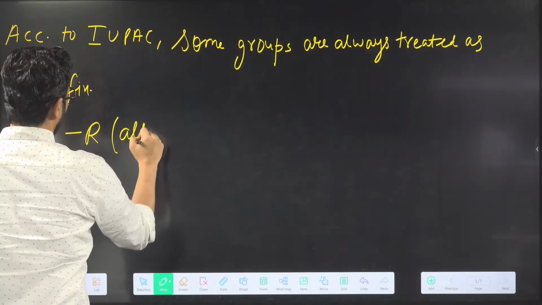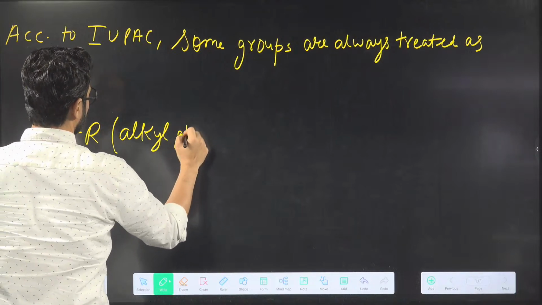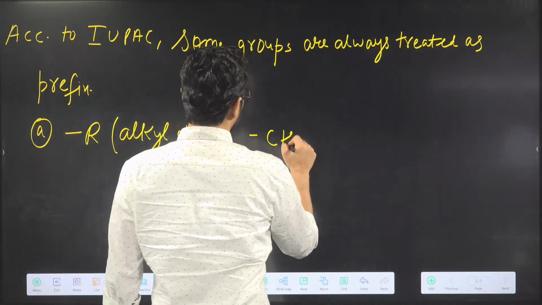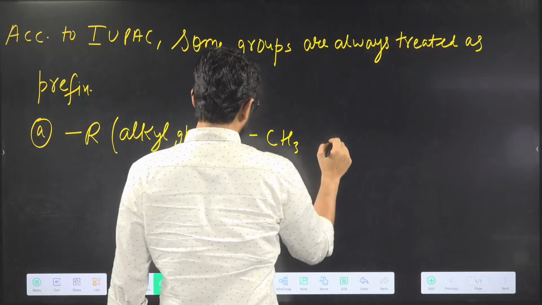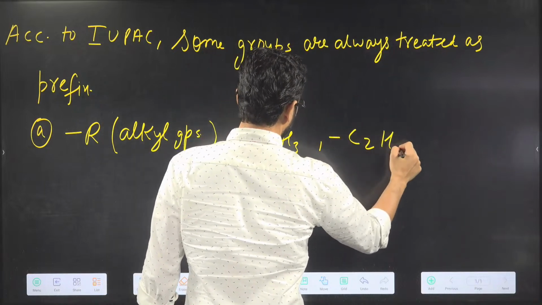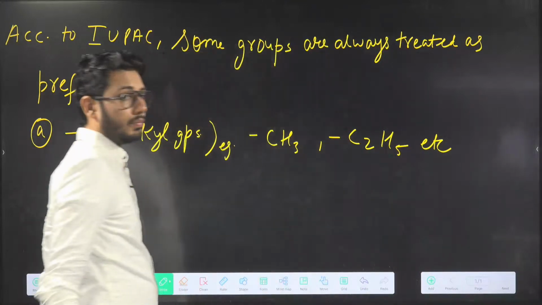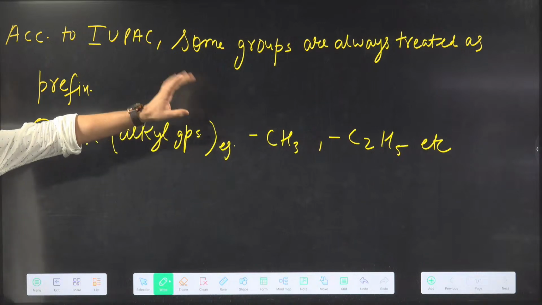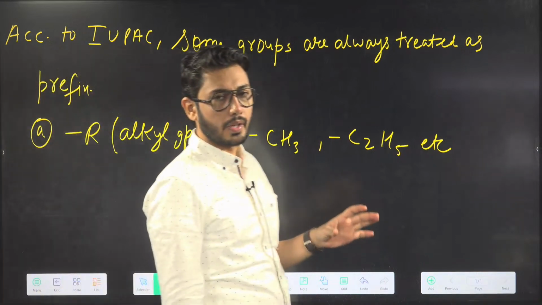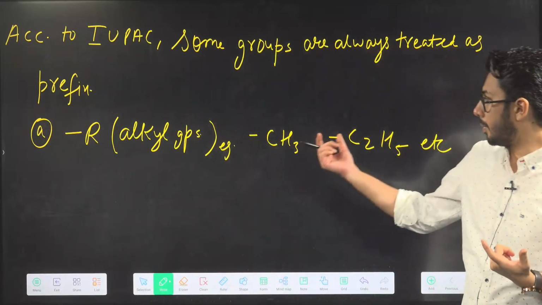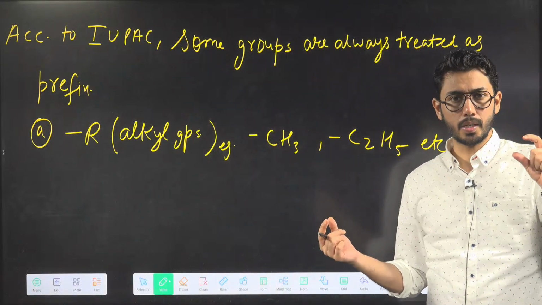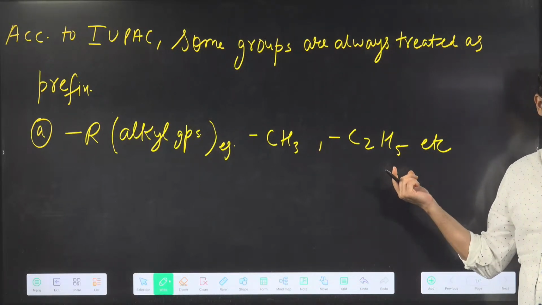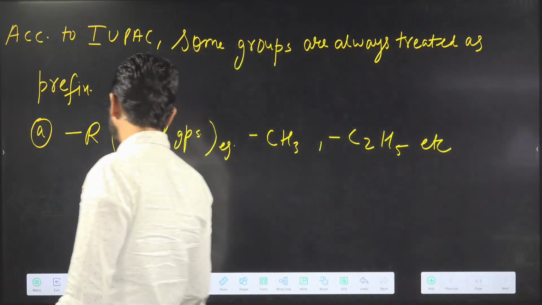Alkyl groups, maybe methyl, ethyl, etc. These will always be treated as prefix. If CH3 is not part of the parent chain, it will be a prefix. If C2H5 is not part of the parent chain, it will be treated as prefix. So then it is a substituent.